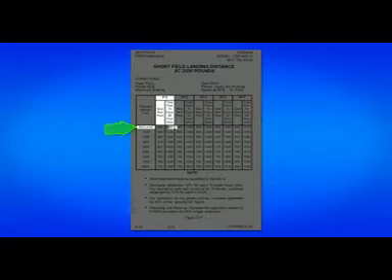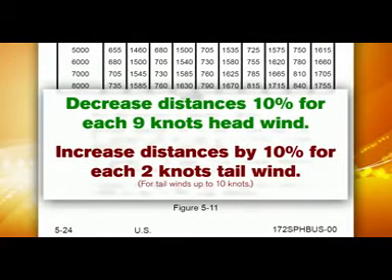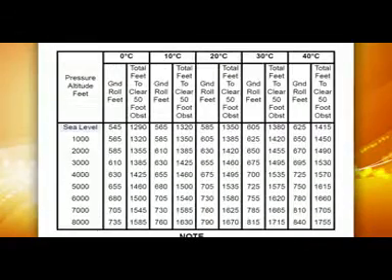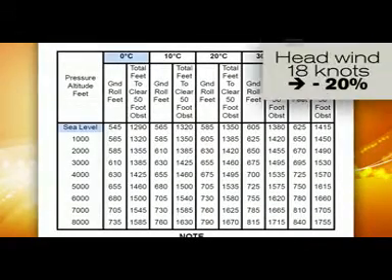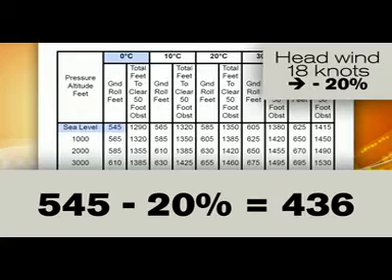The chart also shows the landing distances increase as altitude increases. Here, the distance of 545 feet at sea level increases to 655 feet when at 5,000 feet. Wind will also affect the landing roll. A headwind of 9 knots will reduce the landing distance by 10%, and a tailwind of just 2 knots will increase the landing distance by 10%. So, landing at sea level with a temperature of 0 and a headwind of 18 knots will reduce the landing distance from 545 feet down to 436 feet.